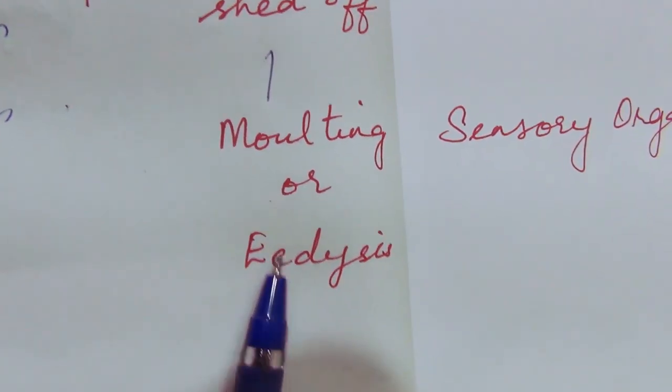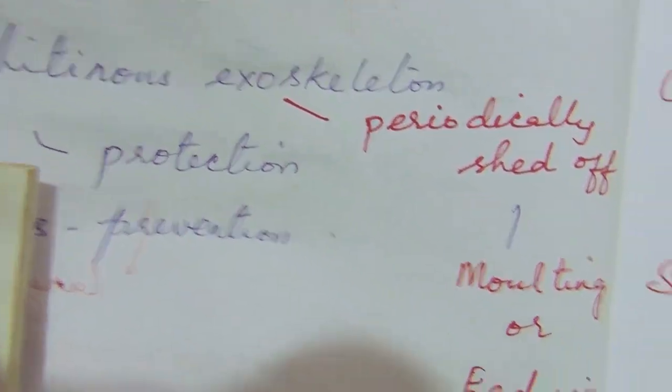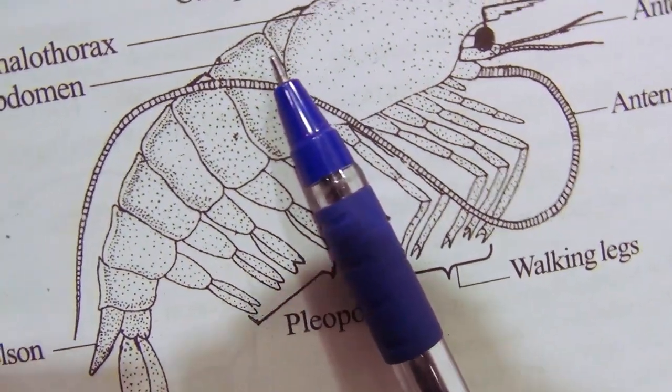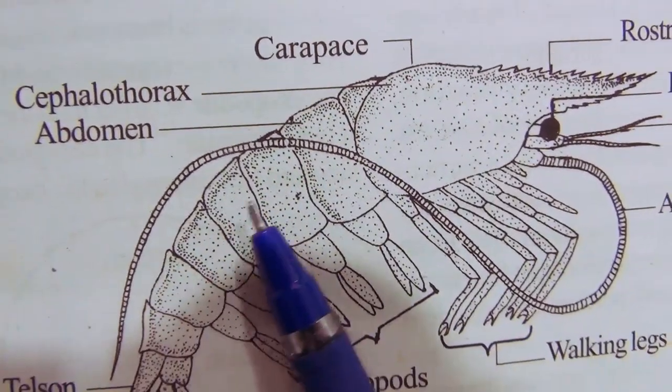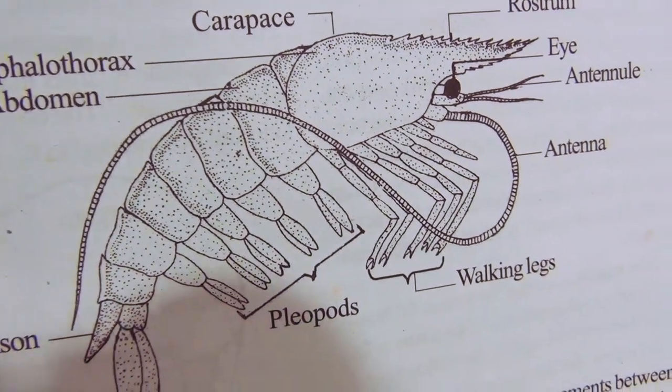Okay, this is the periodically shed off process called molting or ecdysis. And coming to the body structure, body is divided into head, thorax region and abdominal region. And the body cavity has got hemocoel.